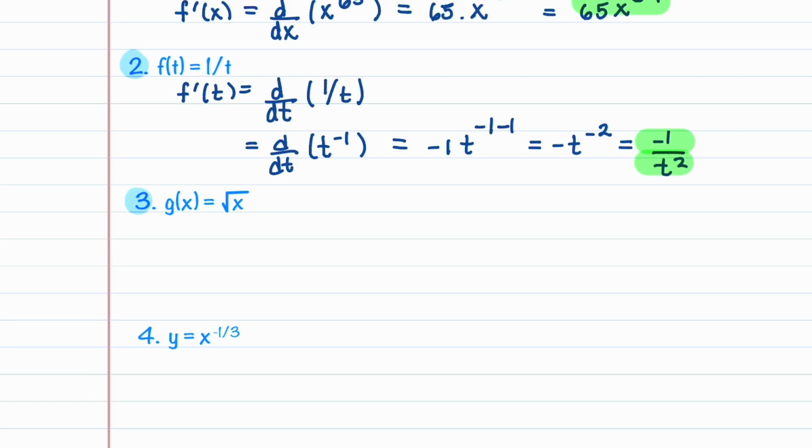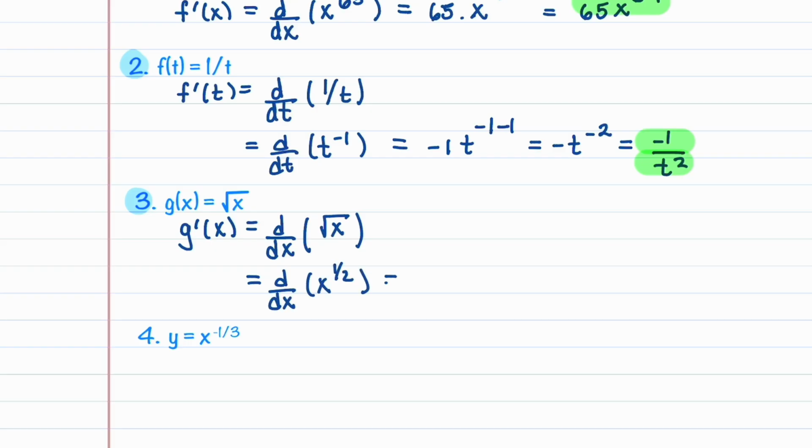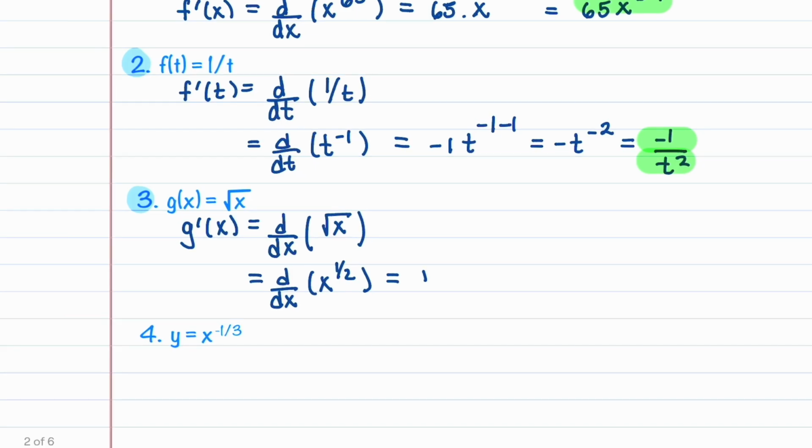This one is g of x is equal to the square root of x. We're going to write the derivative as g prime of x is equal to the derivative with respect to x of root x. To apply the power rule, we need to write the square root of x as x raised to a power. So we're going to write this as d dx of x to the 1/2. Now we can go ahead and apply the power rule. We bring down the exponent, and then we have x to the 1/2 minus 1.